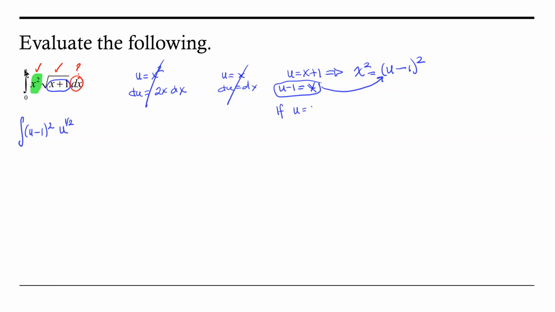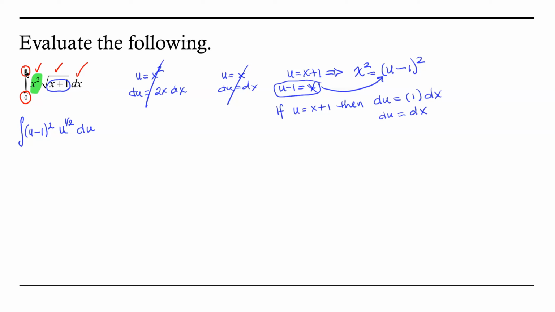If u is equal to x plus 1, then du is equal to the derivative of u. The derivative of u is 1 dx. Or we could just say that du is equal to dx. So I can replace my dx with du. And now I've replaced the integrand. I've replaced the differential. All that's left to replace are my limits of integration.